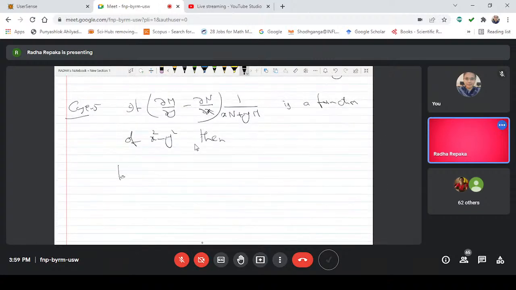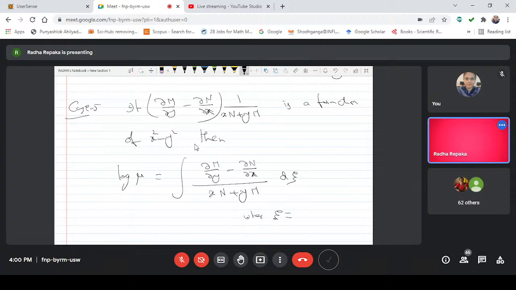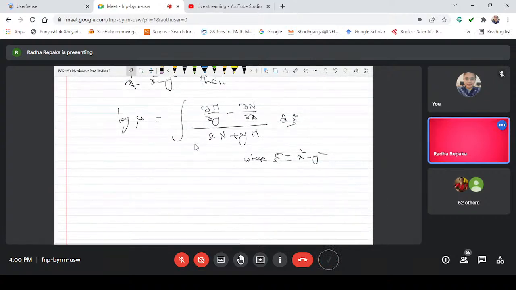the integrating factor mu is given by log mu equals the integral of (dm/dy − dn/dx) divided by (x·n + y·m) d xi, where xi is equal to x² − y². Okay? In this way, we have several special cases, but in general, there is no method.